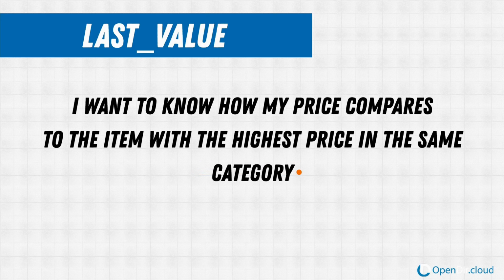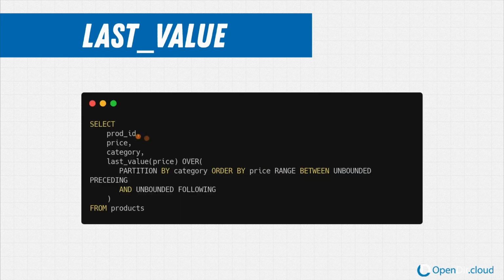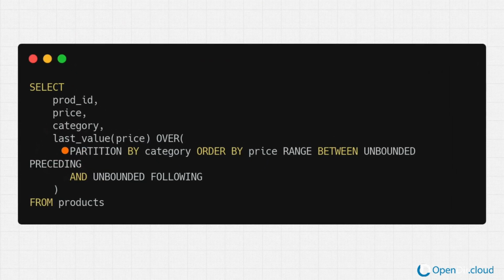What if I want to know how my price compares to the item with the highest price in the same category? Let's look at what that would be like. Over here, we're doing the same select with product ID, price, category, and now we're using last value instead. We're saying, I want the last price. Just like we did with first value, we're doing a partition change.